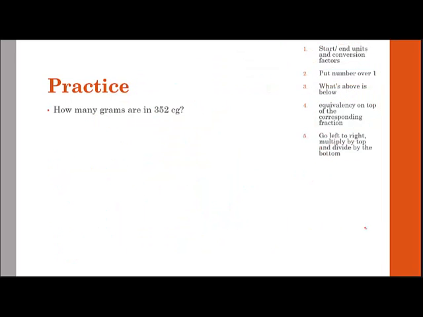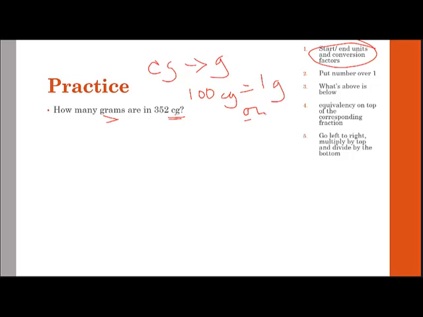Let's try another one. How many grams are in 352 centigrams? Starting and ending units and the conversion factors. So we're starting with centigrams and we're going to grams. You have two different conversion factors you could potentially use depending on how you like to set it up. I like whole numbers, so 100 centigrams is equal to 1 gram, or 0.01 grams is equal to 1 centigram. It depends on your preference, whatever you want to do. But notice if you do 1 divided by 100, it comes out to be the same thing. And that's why you're able to go back and forth.